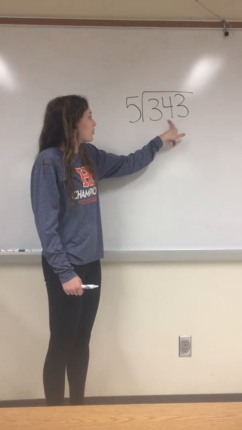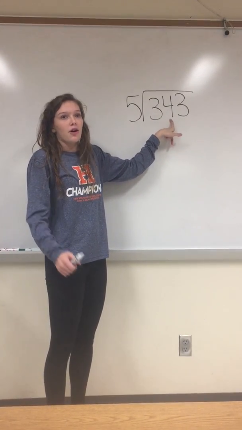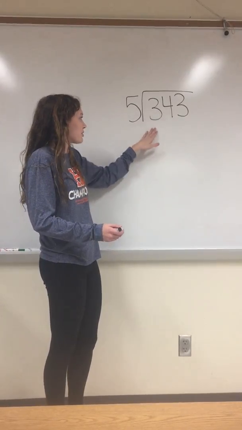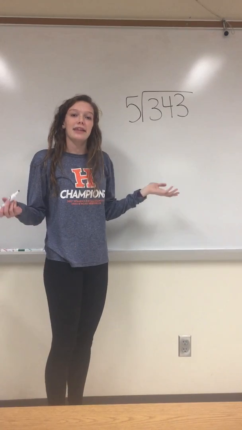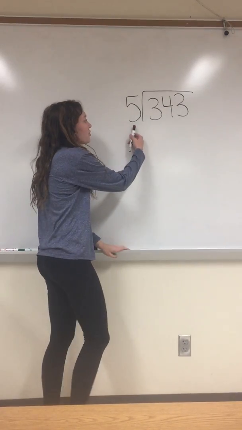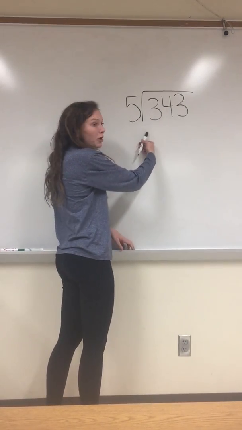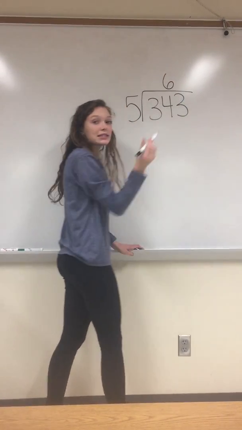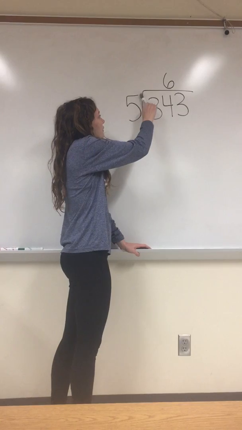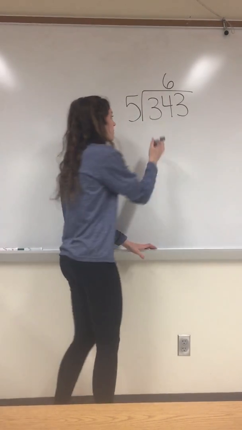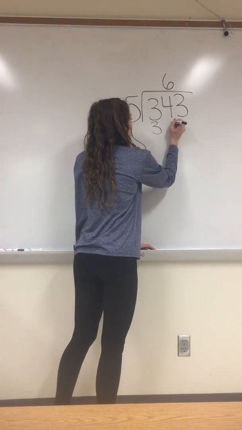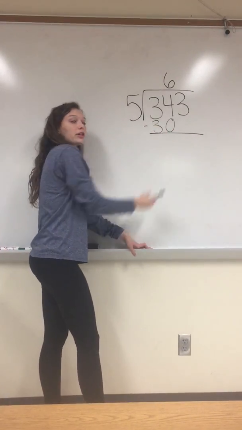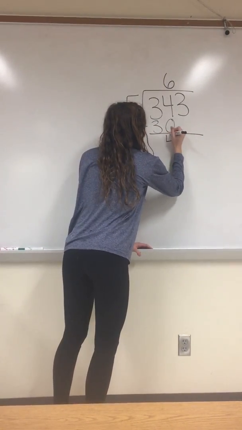So here we have 34 tens. And so you look and you say, can 34 tens be broken up 5 times? And the answer for that one is yes. So we look at how many times we can break it up into groups of 5, and the maximum amount is 6. And then you're going to go 5 times 6, which is 30 groups of 10, and then you're going to subtract 30 from 34 to get 4.